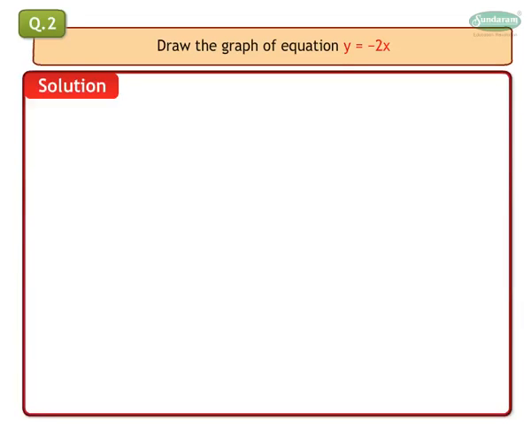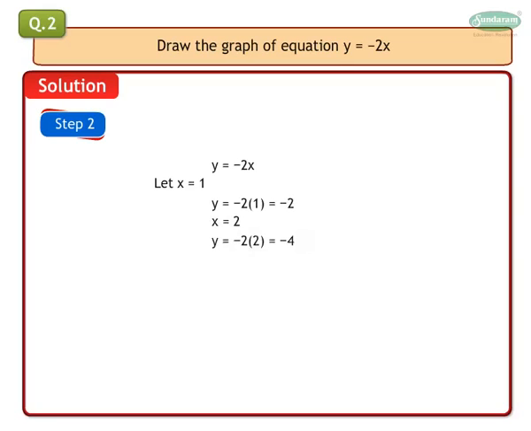Solution. Simplify the equation. We omit this step since y is already expressed in terms of x. Step 2. Choose 3 convenient values of x and find the corresponding values of y satisfying the given equation. For x is equal to 1, we get y is equal to minus 2 into 1 is equal to minus 2. X is equal to 2, y is equal to minus 4. X is equal to minus 1, y is equal to 2.